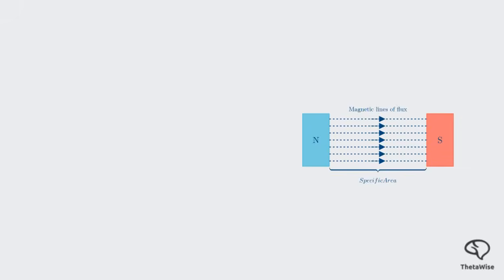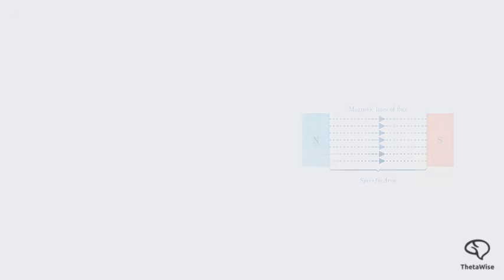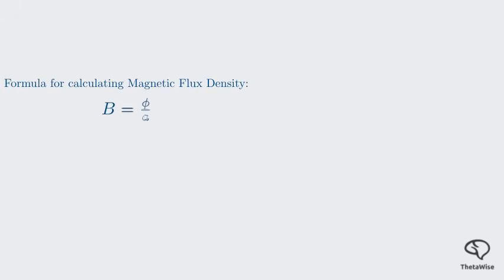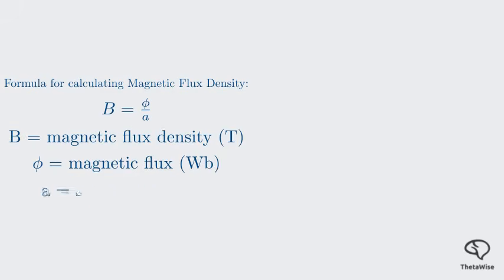To calculate this, we use a simple formula. The formula for magnetic flux density is B equals phi divided by A. Here, B is the magnetic flux density in Teslas, phi is the magnetic flux in Webers, and A is the area in square meters. Remember to always work with the correct units, especially when dealing with prefixes like milli.